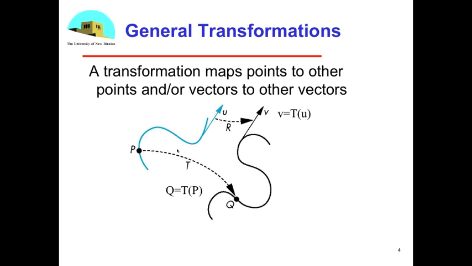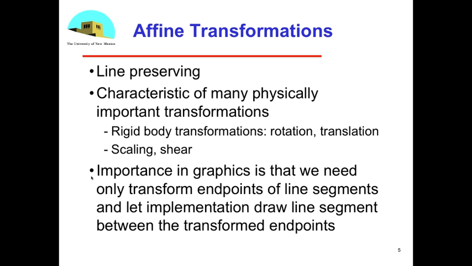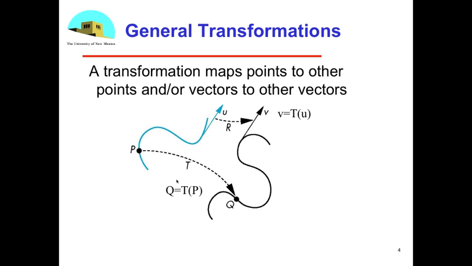Then there's a separate question: if I look at this point P being transformed to Q, if I have Q, can I get back to P? That's a different issue, and often we will not be able to, as we've seen with projections, where many points will project into a single point, so I can't easily go backwards.